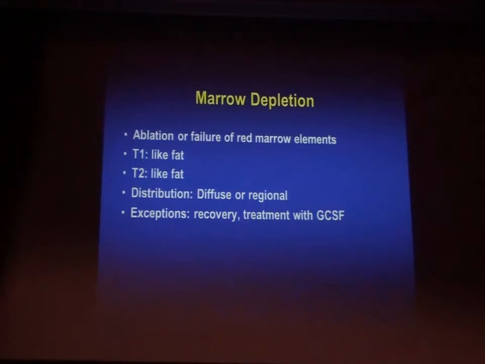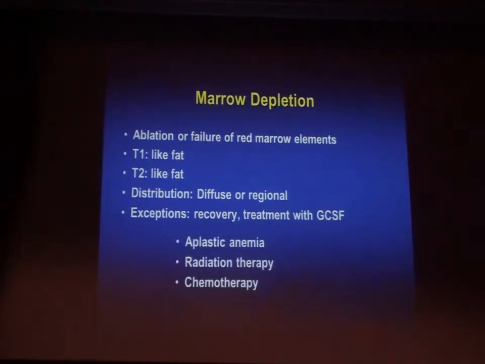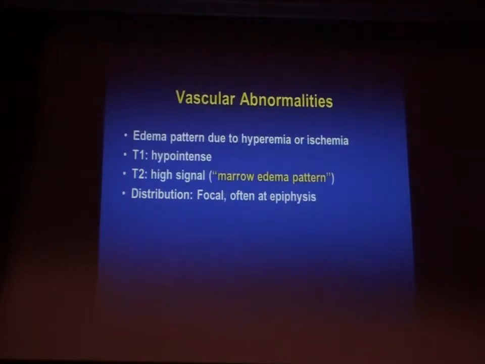A third kind of process that can affect the marrow is marrow depletion, ablation, or failure of the red marrow element. So basically the red marrow has failed. All we have is fatty marrow. Here the signal intensity is going to follow fat. And these processes tend to be either diffuse or regional. Aplastic anemia, changes after radiation therapy, and sometimes changes after chemotherapy.